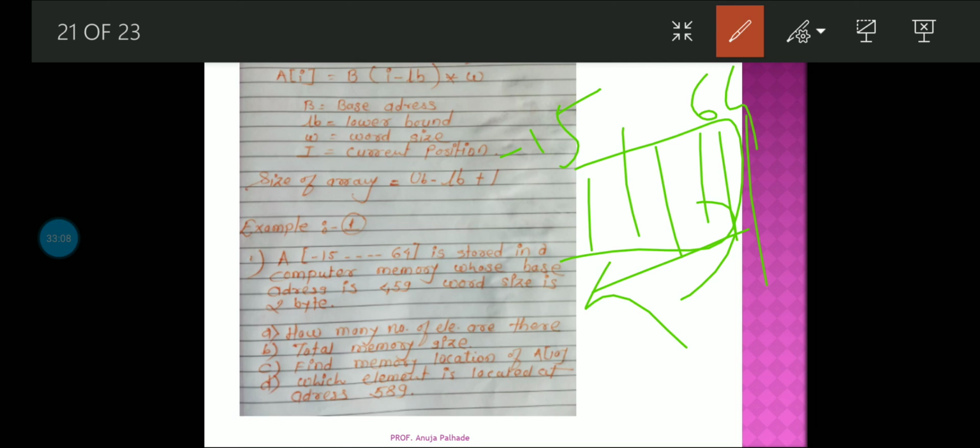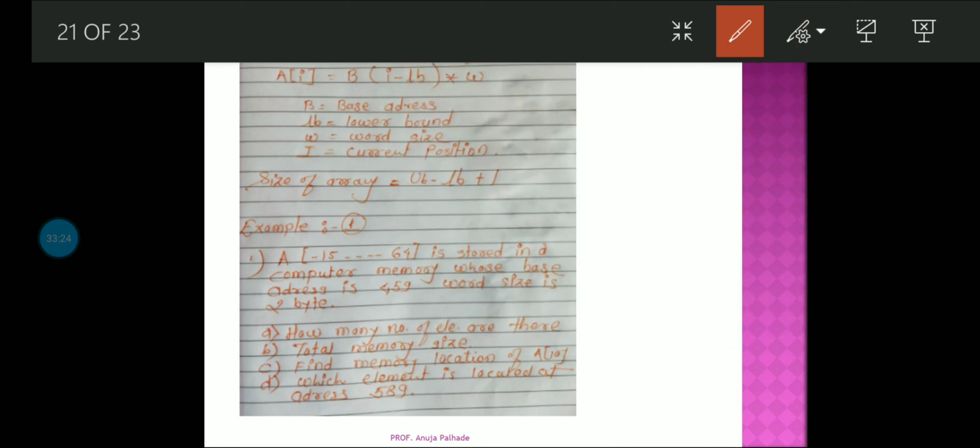The second question is the total memory size. For the total memory size, you have been given that each cell has 2 bytes in it, meaning 1 byte and 2 bytes. This is the minus 15 address, and for the 0th index again there are 2 bytes, meaning W is 2 given here. Okay, so let's start solving this example, and the base address you have been provided is 459, W is given, and the lower bound and upper bound are given.